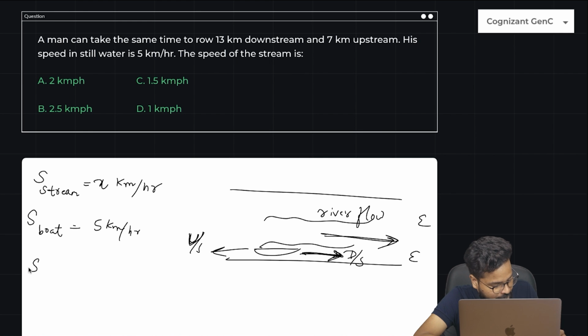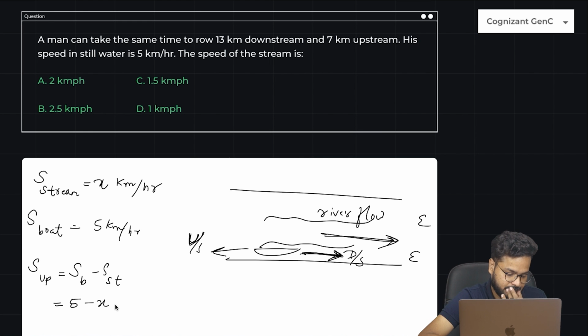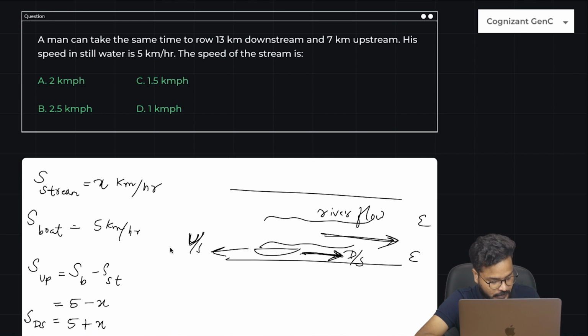So guys, then what is speed upstream? Speed upstream is nothing but speed of the boat in still water minus speed of the stream, which is 5 minus x. What would be speed downstream? Speed of the stream plus speed of the boat, that is 5 plus x, right? Okay.